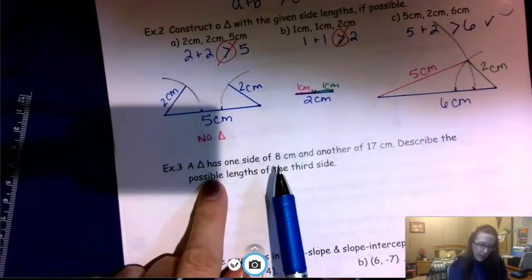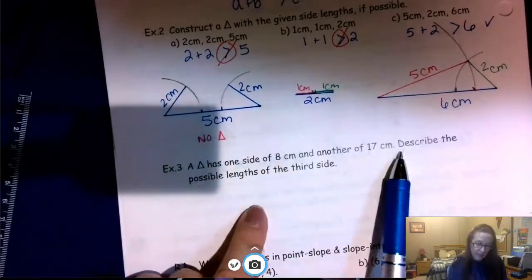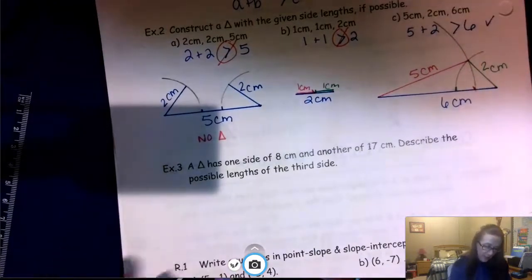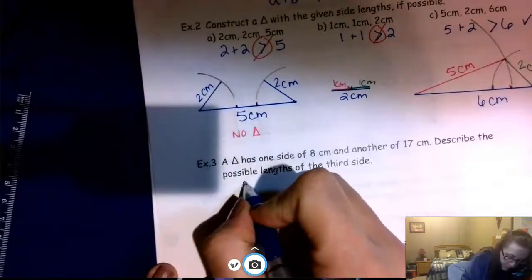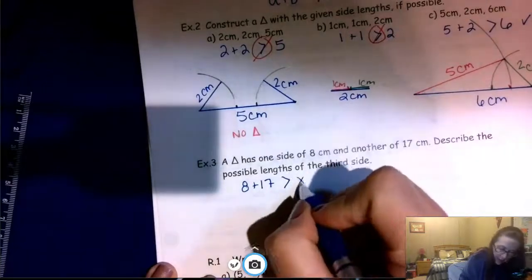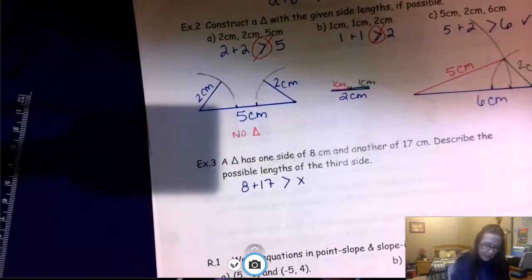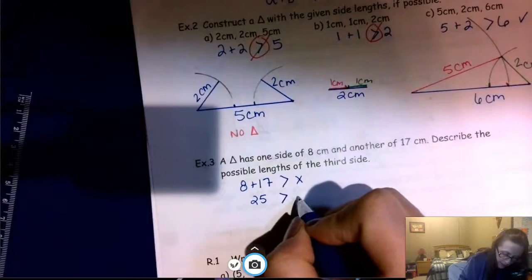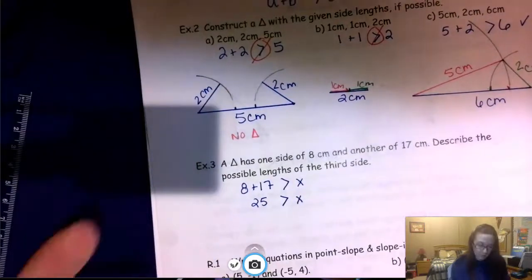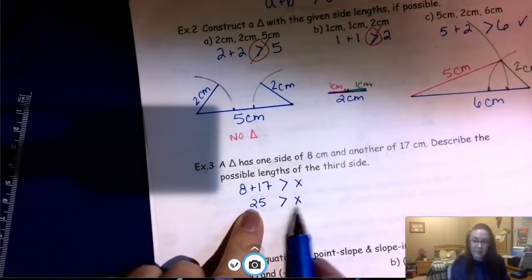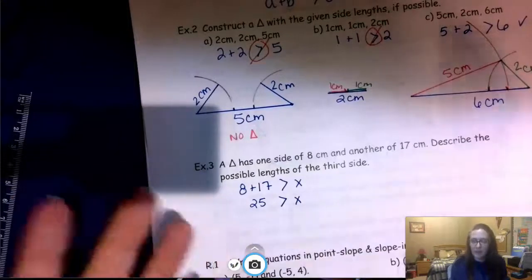Okay, now here we have one more problem, or we have a few more problems. A triangle has one side that's 8 centimeters and another that's 17. Describe the possible lengths of the third side. So most people do this. They say, okay, well, 8 plus 17 has to be greater than the third side. And well, I know that 8 plus 17 is 25. So I think if 25 is greater than the third side, it's going to have to be less than that. It's going to have to be 24 or something like that.